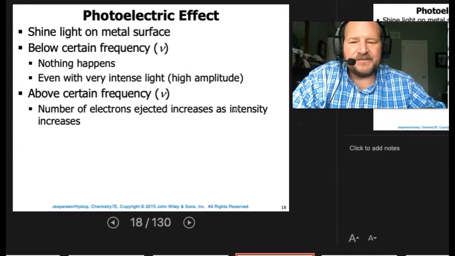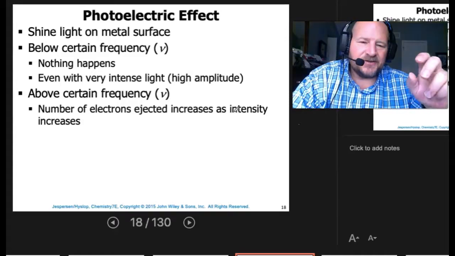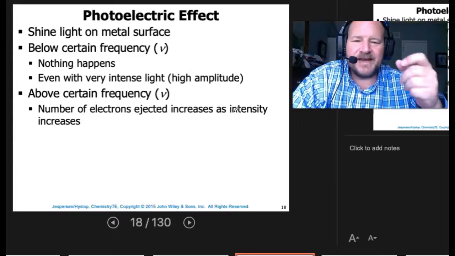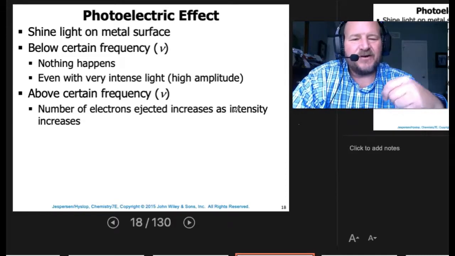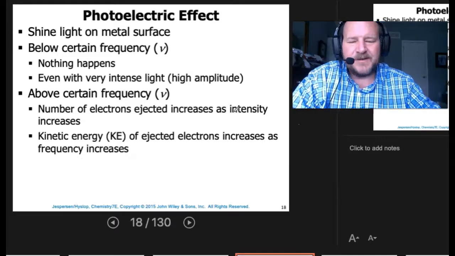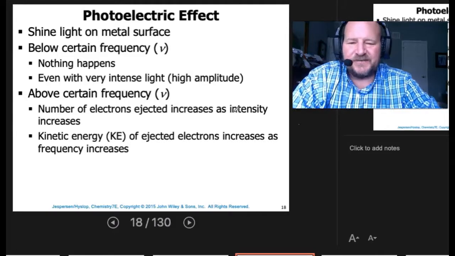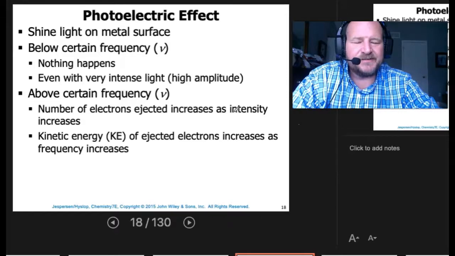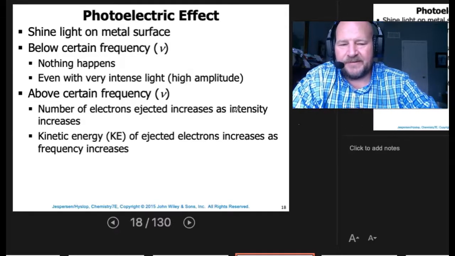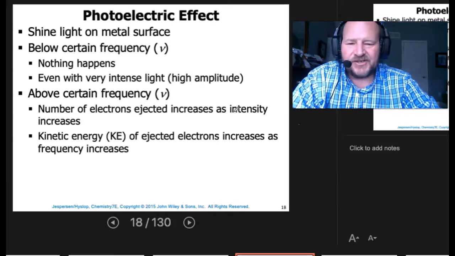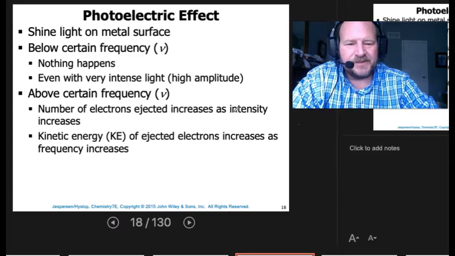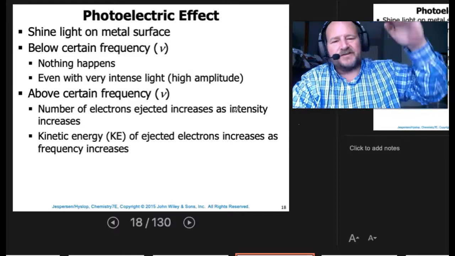Now, once we get over a certain frequency, the number of electrons ejected increases as the intensity increases. So in other words, once I'm over a certain frequency and I start to crank up that amplitude, then we'll see the number of electrons ejected also cranks up. The kinetic energy of ejected electrons increases as the frequency increases. So the amount of energy the electrons are coming off with actually goes up with the frequency. Remember, there was nothing, and then all of a sudden it starts happening.